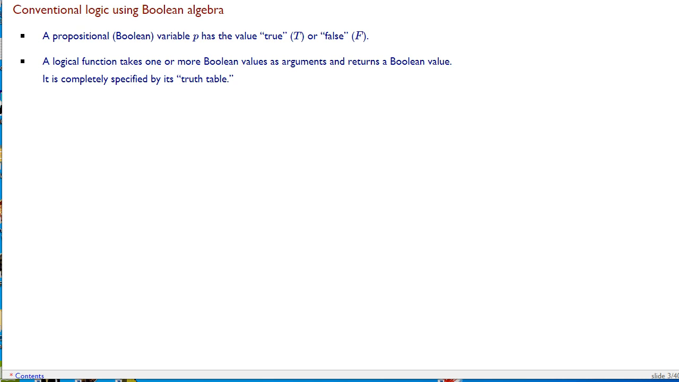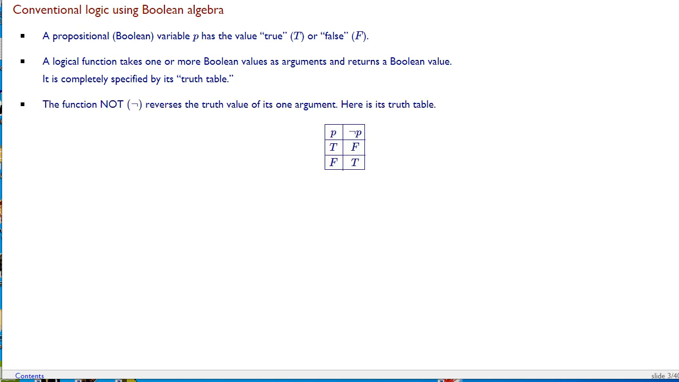And the interesting thing about such a function is it's completely specified by its so-called truth table. This is absolute brute force. What you do is you take every possible value for the input or inputs and list the function value. So for the function not, which reverses the truth value of its argument, you can say if p is true, not p is false. If p is false, not p is true. And that tells you absolutely everything that can be known about the function.